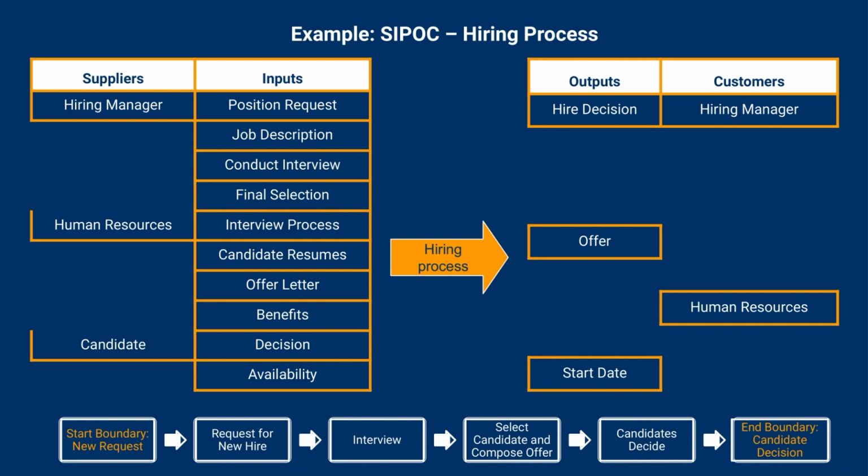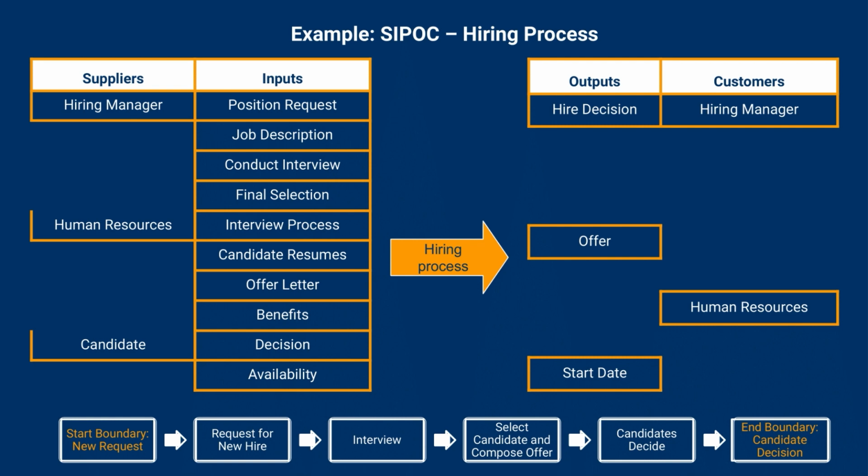There may be some other things, but again, we just want to try and simplify it to understand and visualize. There's a series of steps that are needed. We have to create a request. We have to do an interview. We have to select candidates. We got to get a candidate decision, right? All of that stuff is going to help us produce the output, which is going to go to those customers, which are a hiring manager and a resource.